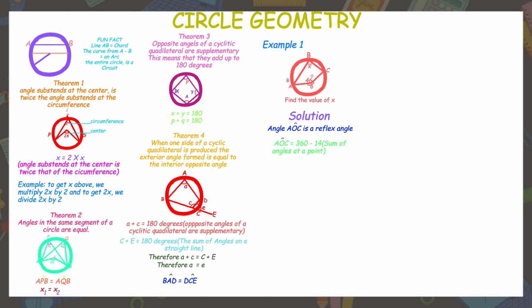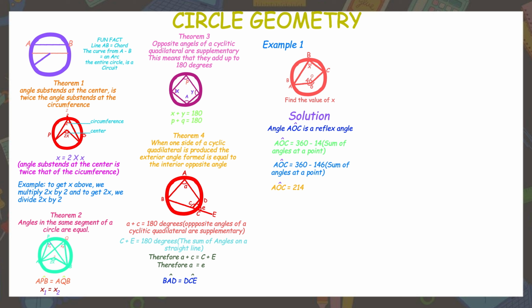So that means that angle AOC is equal to 360 minus 146. Let's work it out. That will be 360, we want to subtract 146 from it. So we have 1, that will be 4. That is 1. That will be 2. Is equal to 214. So that means that the reflex angle AOC is equal to 214.